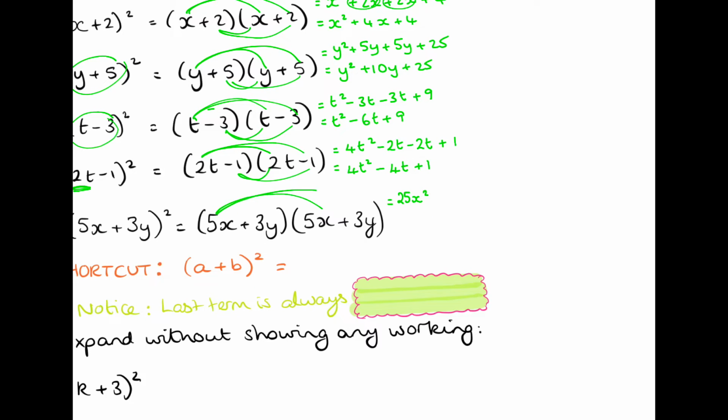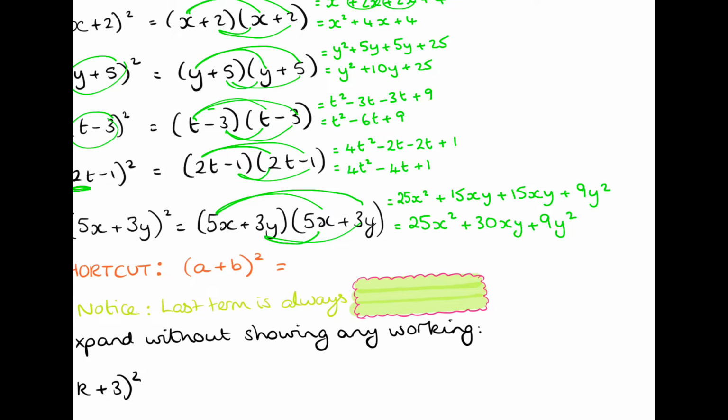So then we've got 5x times 3y, so that's plus 15xy. Then we've got 3y times 5x, so again we've got 15 and x times y. And then we've got 3y times 3y is 9y squared. So altogether we've got 25x squared, we've got 30xy, and we've got 9y squared.